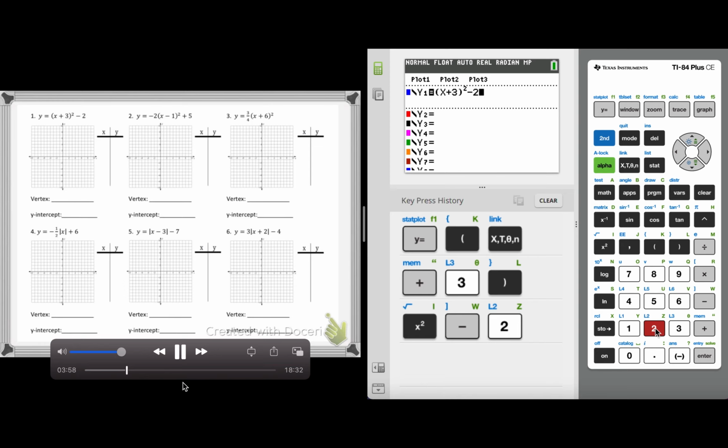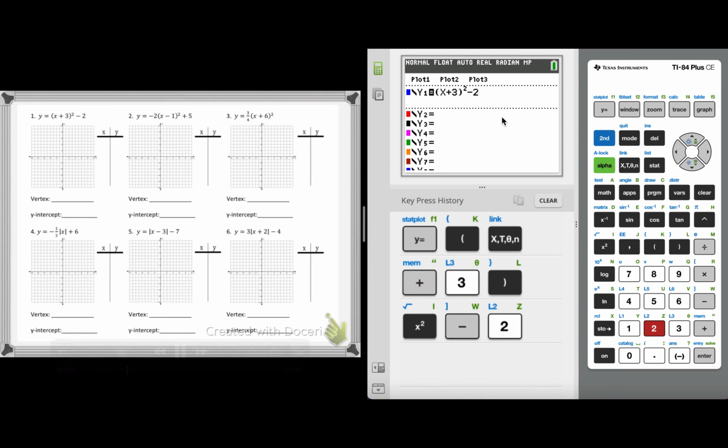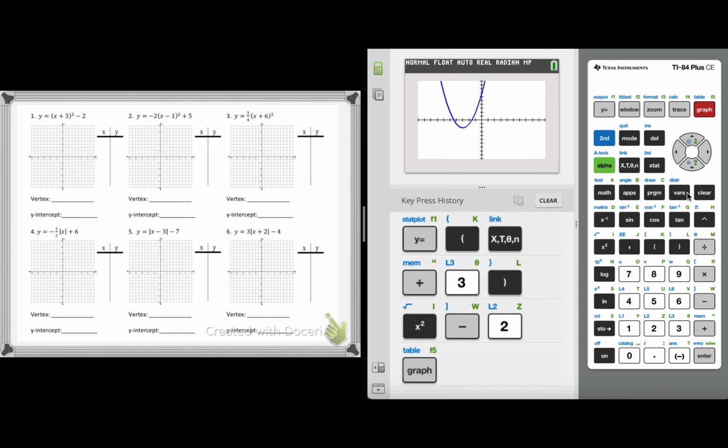So once we punch in the equation, we're going to hit the graph button in the top right, and you'll see a very nice picture of it. So we got our parabola, and what we're going to do is take the info from that and transfer it on paper here so we can actually plot the graph. Here's how you do that.